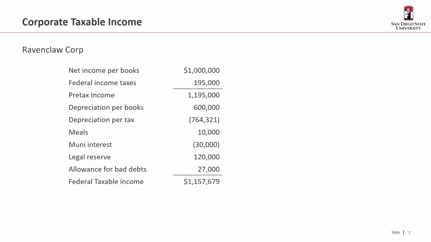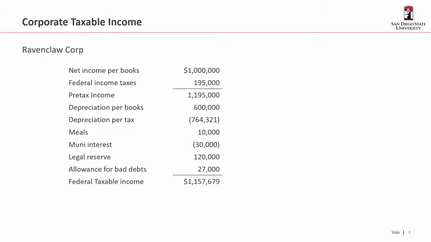So let's look at an example of a reconciliation from book to taxable income. So we have Ravenclaw Corp., whose net income per books is $1 million. The first thing you almost always add back is whatever the federal income tax expense is on the book basis. So if you recall anything from ASC 740 and Intermediate 2, you know that the income tax expense on the financial statements is only partially related to what actually goes on the tax return as income tax liability. But neither here nor there, whatever it is, you have to add it back to get the pre-tax income.